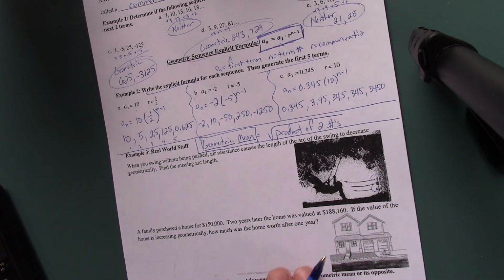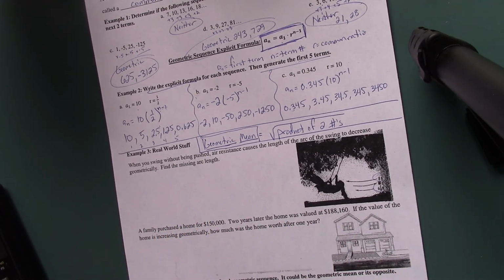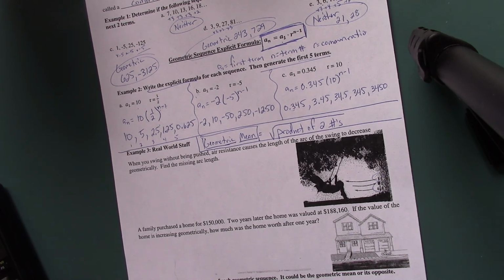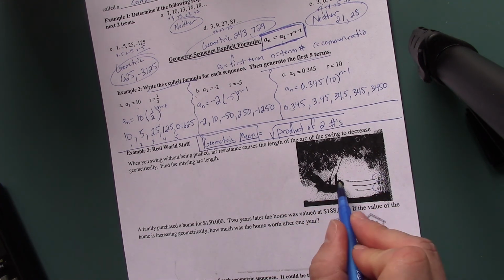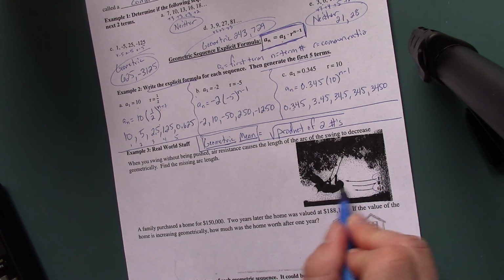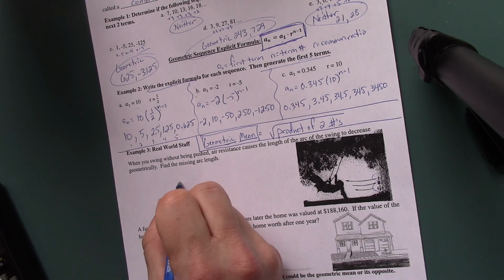Alright, so when you swing without being pushed, air resistance causes the length of the arc of the swing to decrease geometrically. Obviously, if you get going really good and then you stop pumping on a swing, you start to slow down, right? So it wants us to find the missing arc. We know that 8 feet was on the first one, 6 1/8 were on the third one. What's in the middle? Well, then we'd use the geometric mean for that.